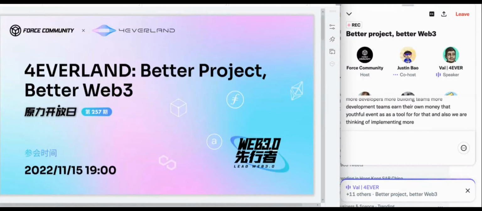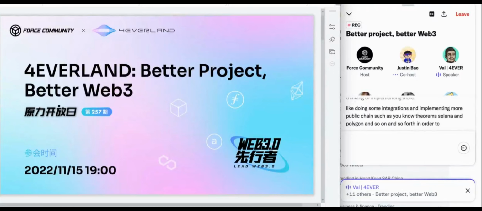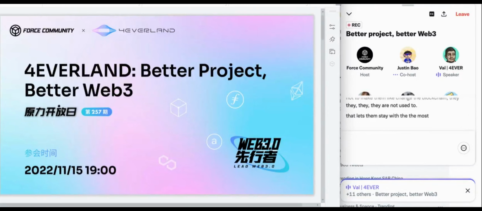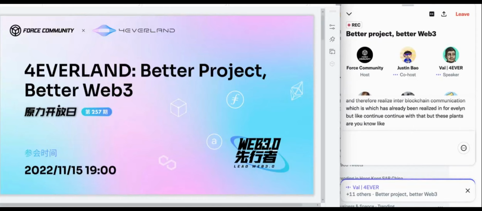And we are also thinking of doing some integrations and implementing more public chains such as Ethereum, Solana, Polygon, and so on, in order to let developers stay with the blockchain they are used to and prefer, rather than making them change. This also supports cross-blockchain communication, which has already been realized in 4EVERLAND, and we will continue with that. But these plans are concrete steps that should be taken.